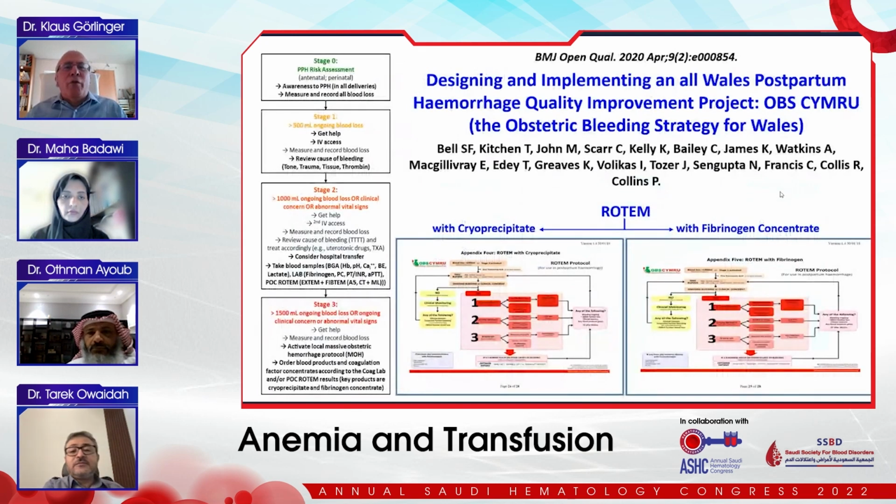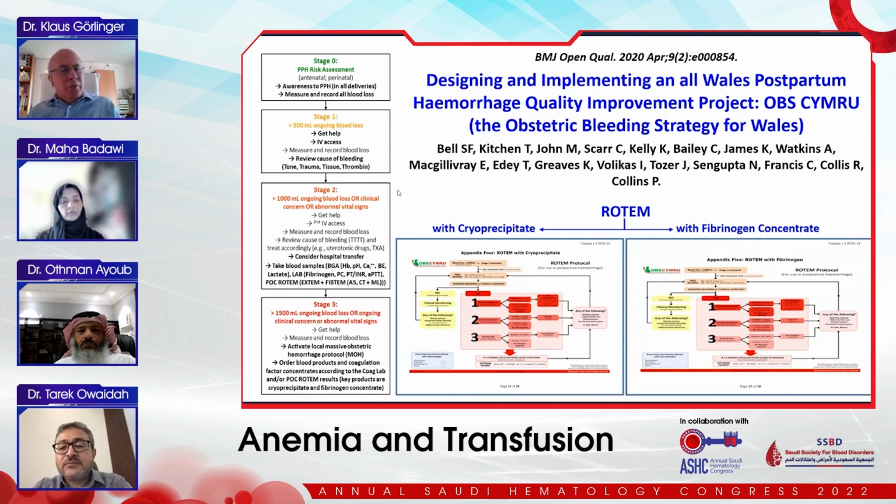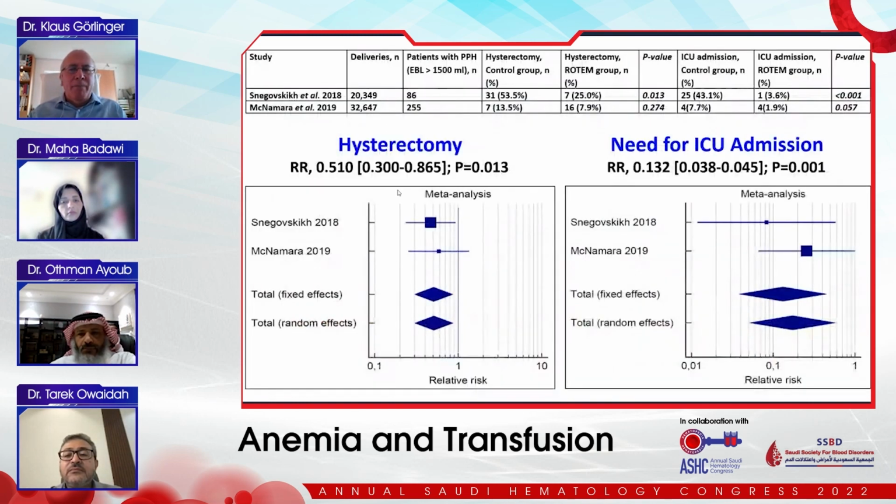It's also true, of course, for obstetric hemorrhage, where the group from Cardiff in Wales with Peter Collins, Sarah Bell, and Rachel Collis did a lot of work and implemented in all obstetric units in Wales algorithms based on ROTEM, and you can use cryo or fibrinogen concentrate. But of course, this is embedded in an overall concept of bleeding management in postpartum hemorrhage, because still most patients are bleeding due to uterus atony. And we don't need blood products in uterus atony. Then we need a uterotonic drug, but we have to identify the reason for bleeding.